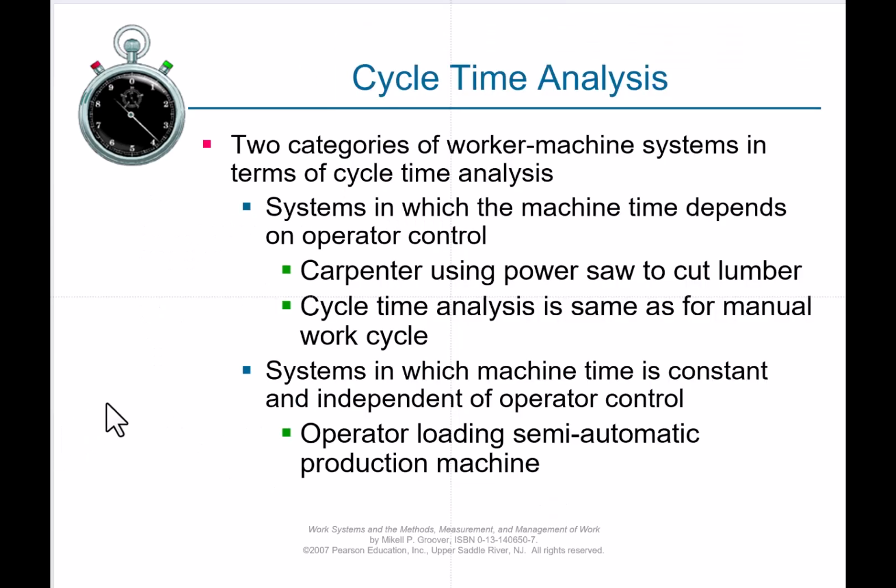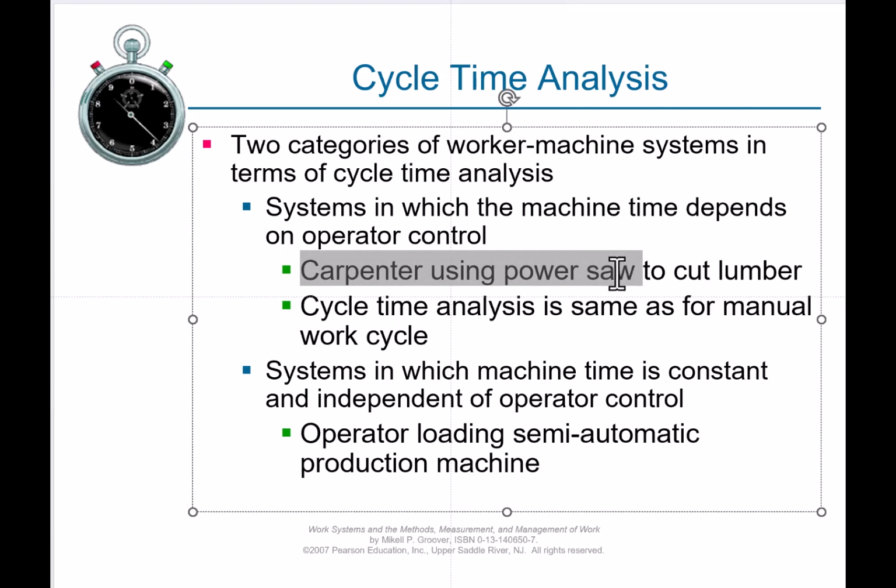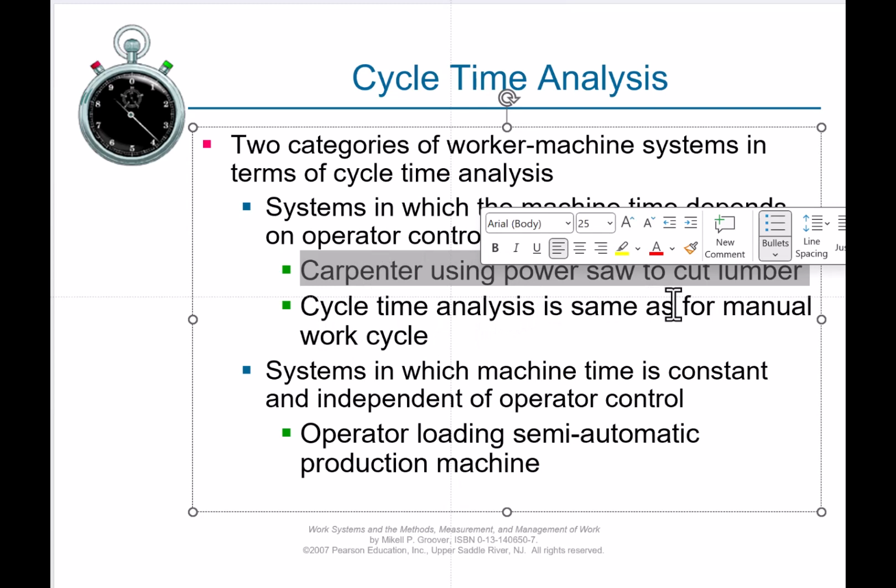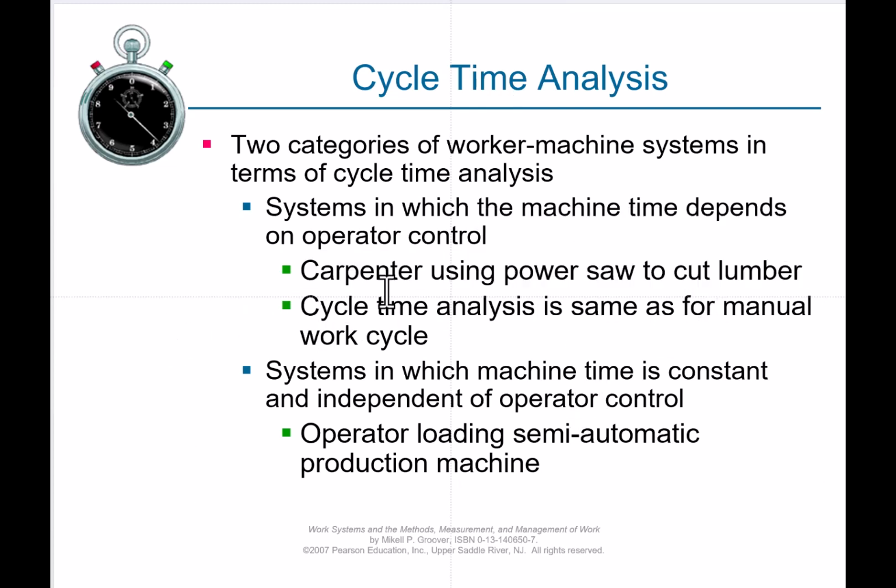So for the cycle time analysis, now you need to find out what is the manual work time and what is the machine work time. Let's say in systems where the machine time depends on an operator, you have the carpenter using a power saw to cut the lumber. The analysis is the same as for a manual system: the time it takes to handle or prepare the power saw and the time it takes to actually do the cutting.